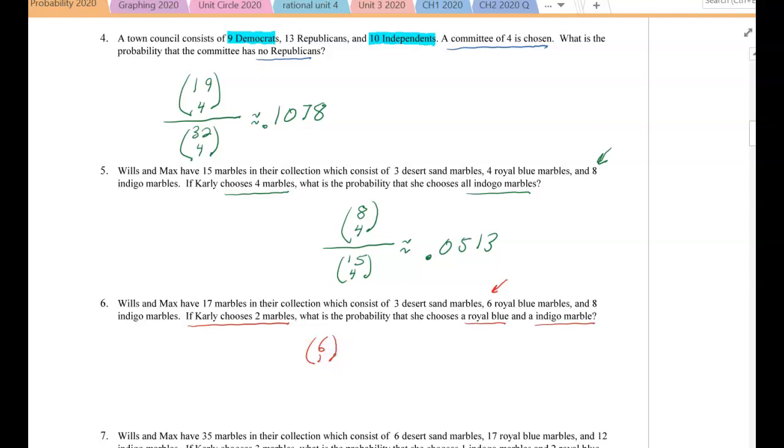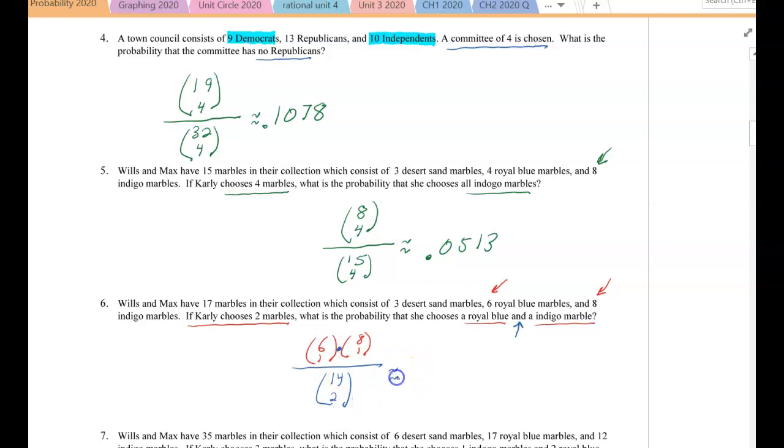And out of the remaining 8 indigo, she needs to choose 1 of them. So 8 choose 1. This is like the shirt and pants problem from the previous unit, where we want to multiply them. A key word in this is "and." In general, the word "and" does mean multiply. Divide by, there are 14 marbles, and she is choosing 2 of them.